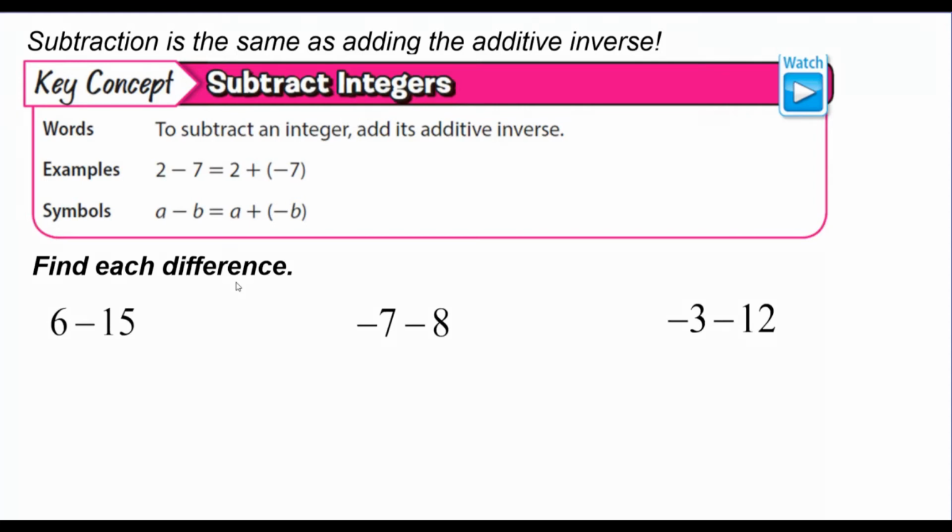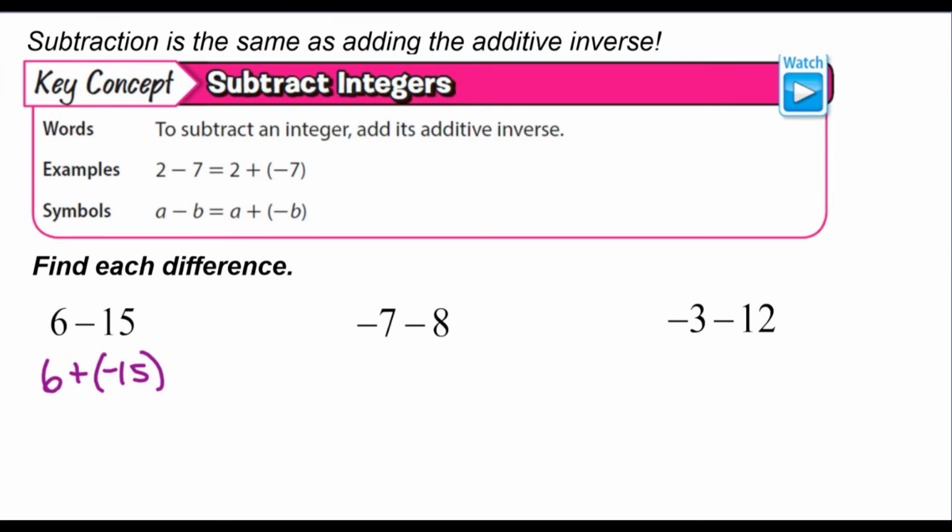We're going to subtract these integers, but what I want to do is write an addition problem that would be equivalent to it, and then we're going to just pick which one we think would be easier to do, and then we should get the same result. So 6 minus 15 would be the same as 6 plus the opposite of 15, which is negative 15. So these two expressions are equivalent. We're going to get the same result.